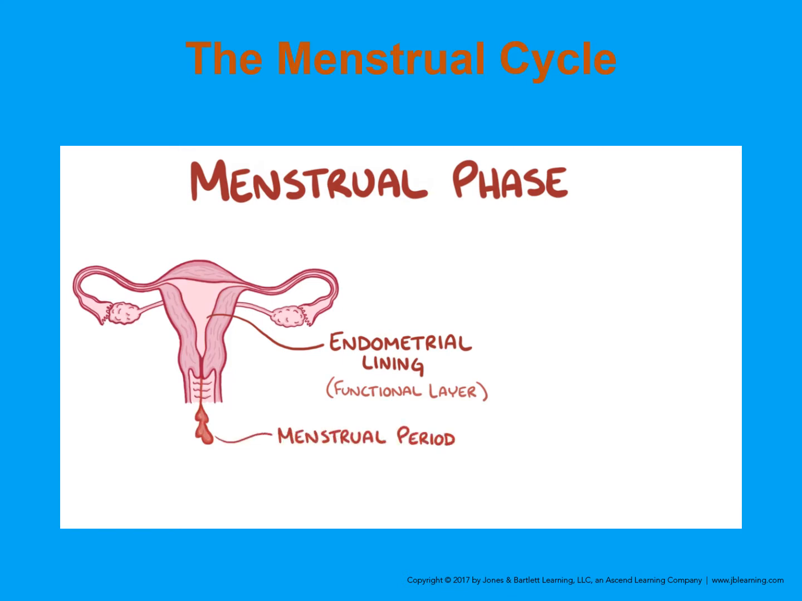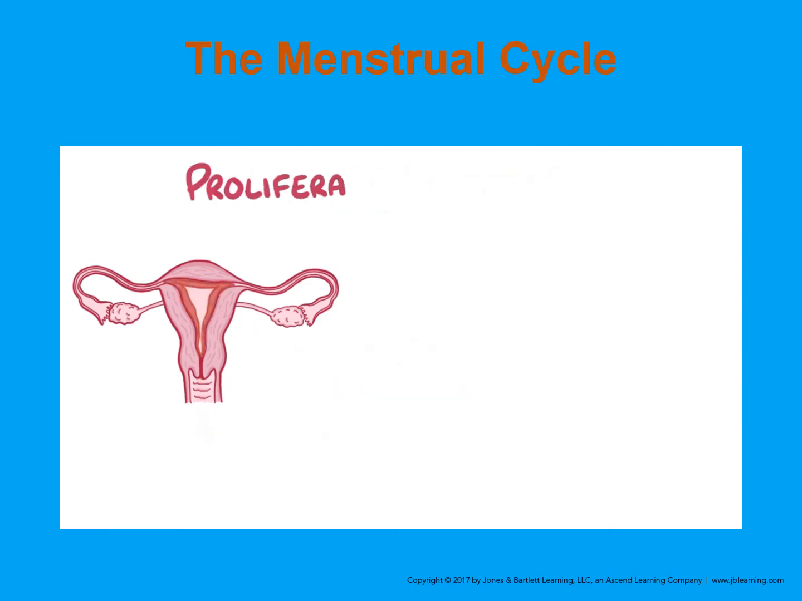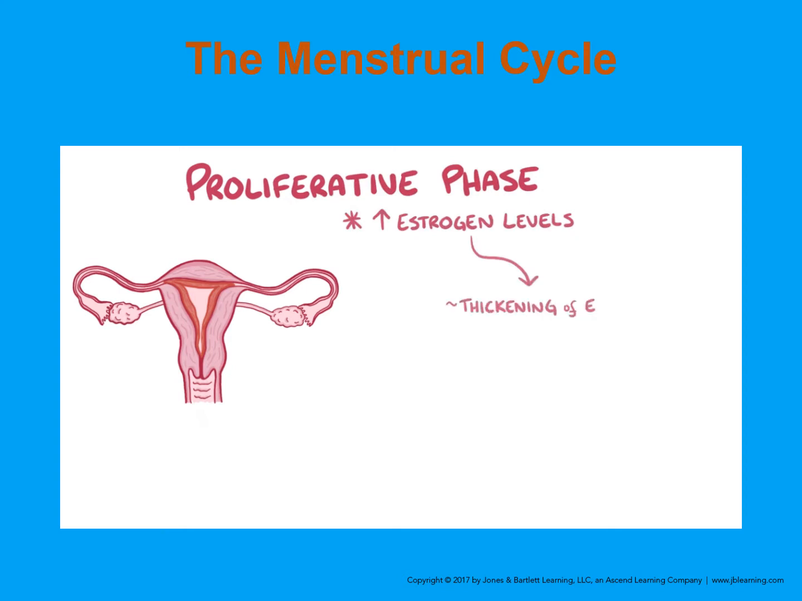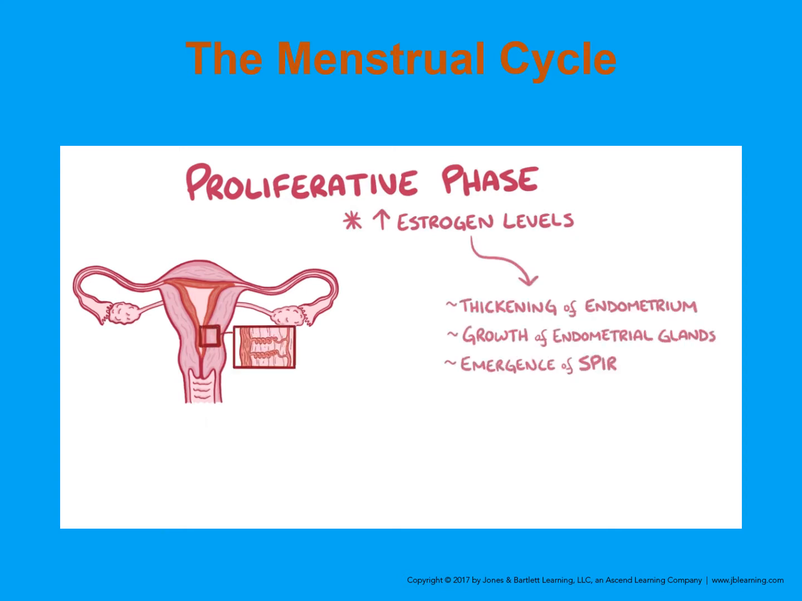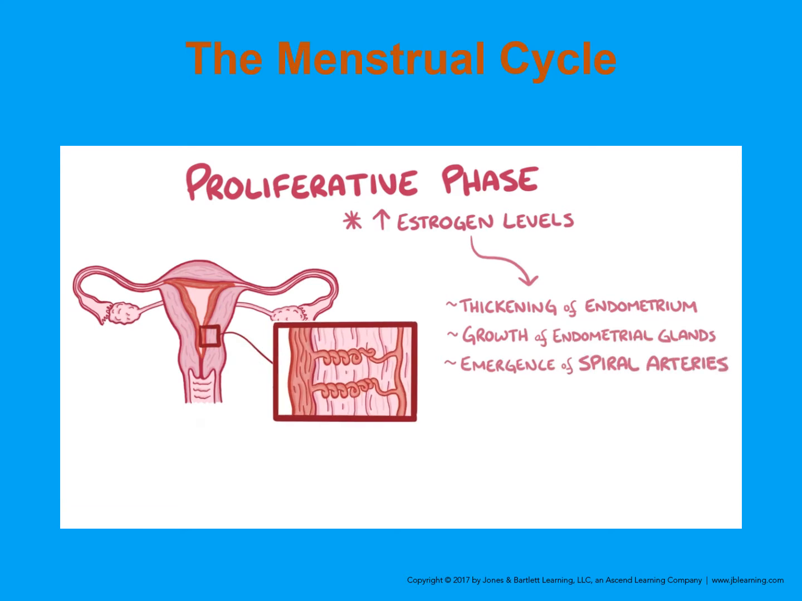The menstrual phase lasts an average of 5 days, and is followed by the proliferative phase, during which high estrogen levels stimulate thickening of the endometrium, growth of the endometrial glands, and emergence of spiral arteries from the basal layer to feed the functional endometrium.